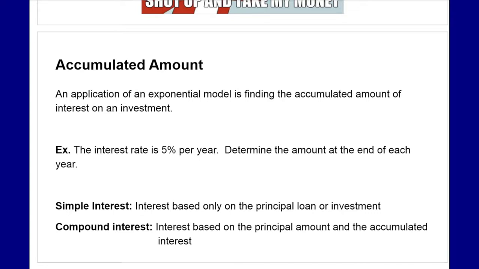We have an example: the interest rate is 5% per year, and we want to determine the amount at the end of each year. So we're going to be looking at two scenarios, simple interest and compound interest. Simple interest is interest based only on the principal loan or investment, and compound interest is interest based on the principal amount and the accumulated interest. We're going to look at them in the basic form, and then we're going to look at an actual formula to help us solve some questions.